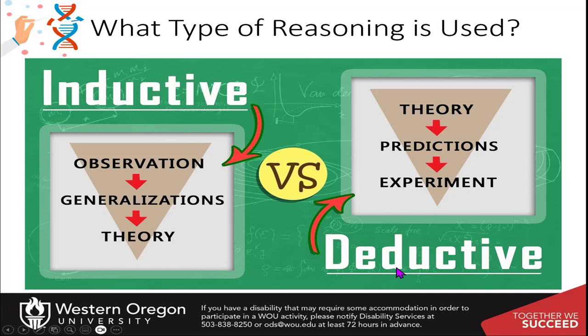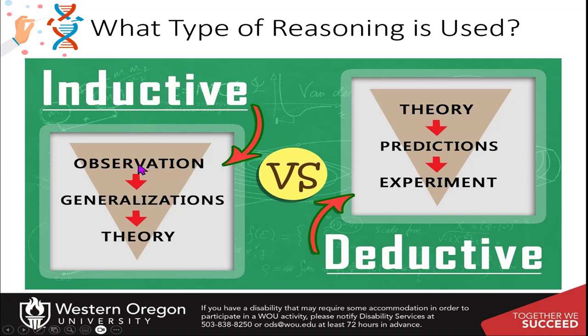This is different from deductive reasoning, right? Deductive reasoning goes the other way. Now that I have this theory, right? The theory of evolution, for example. That theory is going to make predictions, right? And it's going to allow me to make predictions based on what I think I should see if this theory is actually correct. And then you can also design experiments to test that theory. So that's what's been done in the case of evolution.